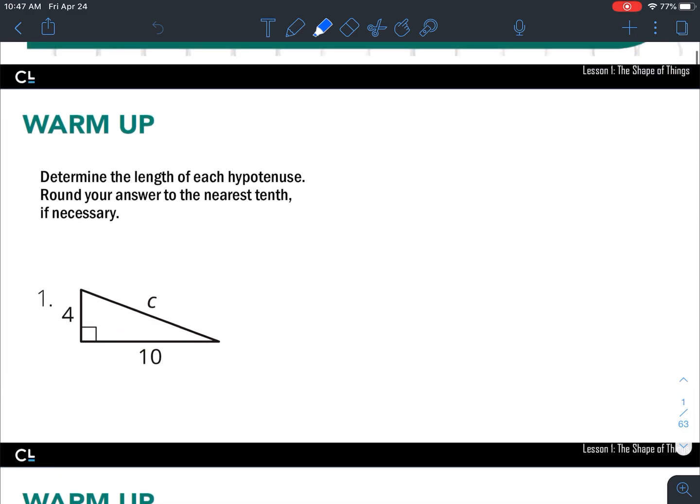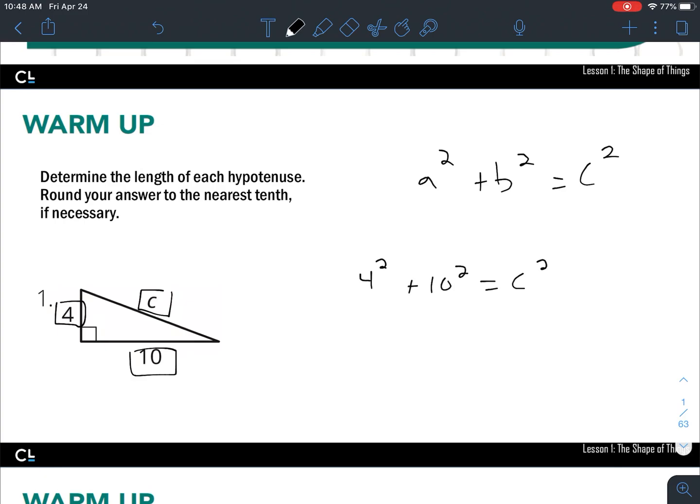The way we do this is kind of getting into some of the Math 2 stuff, getting you guys ready for next year. We find our hypotenuse with the Pythagorean theorem, where we do a squared plus b squared equals c squared. So this is our c, this is our b, and our a. So 4 squared plus 10 squared equals c squared. 4 times 4 is 16. 10 times 10 is 100, which comes out to be 116.